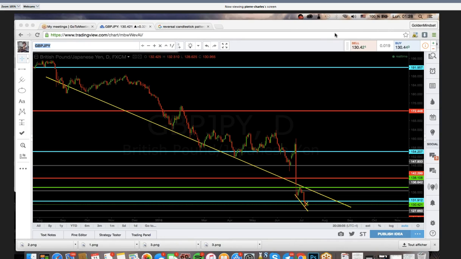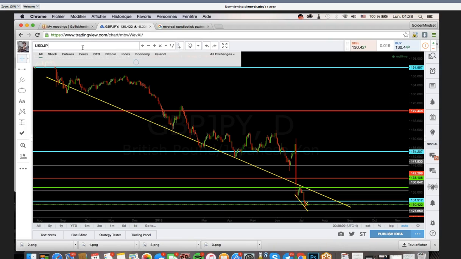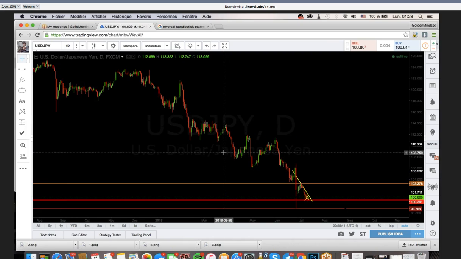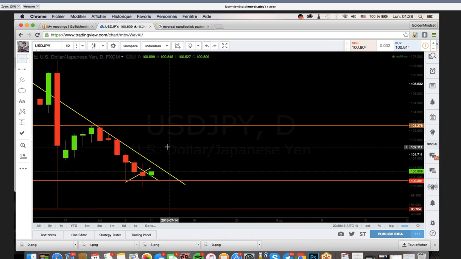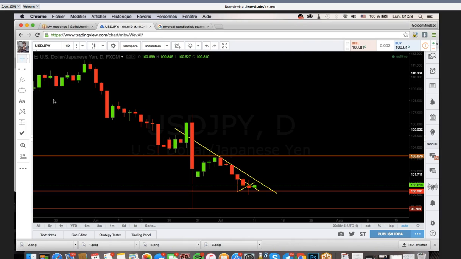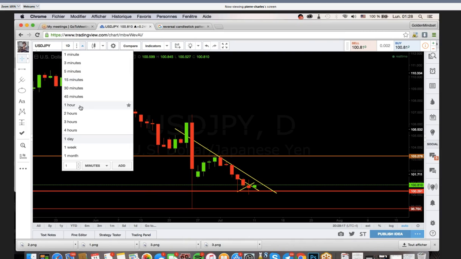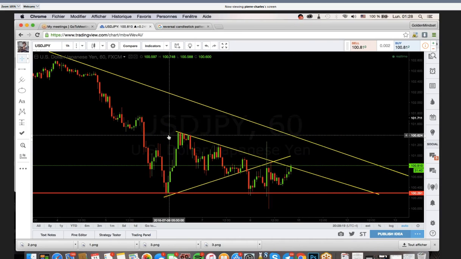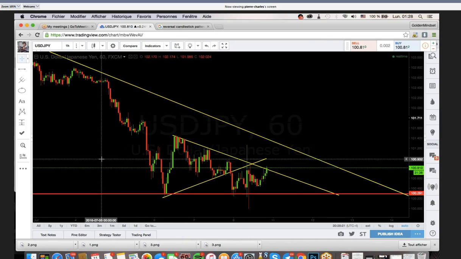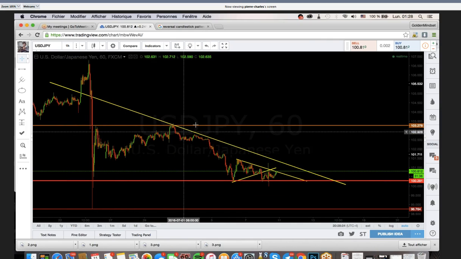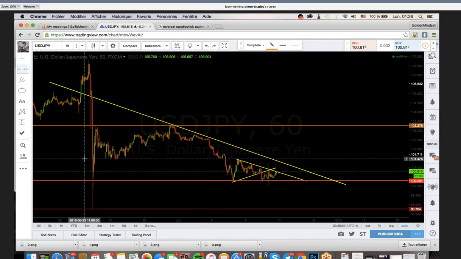Yeah, sure, we'll go there. USD JPY is going to be kind of sketchy. Yeah, see how it's starting to rise up there? It's kind of interesting. I showed my students a projection of where I expected it to rise, and so far it's going according to plan. I think it's going to go to 101.5.